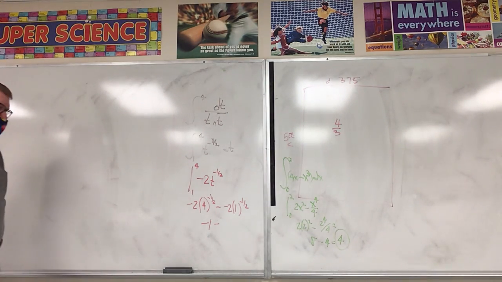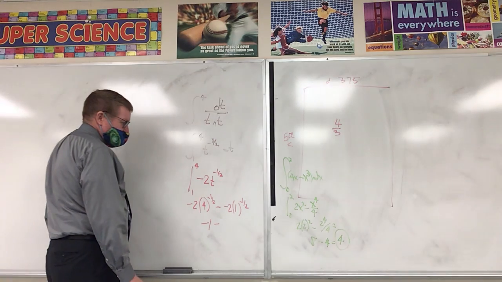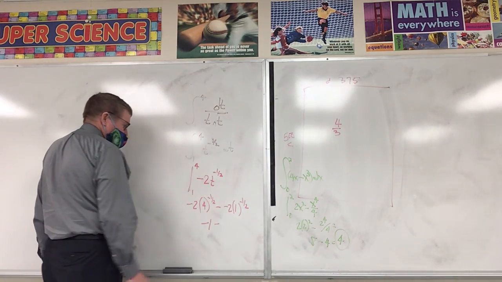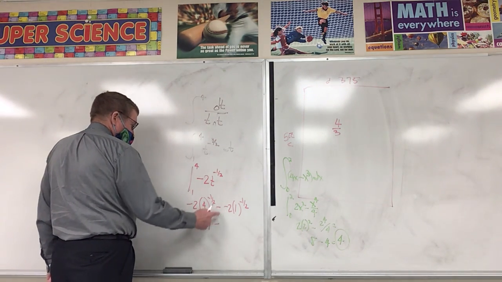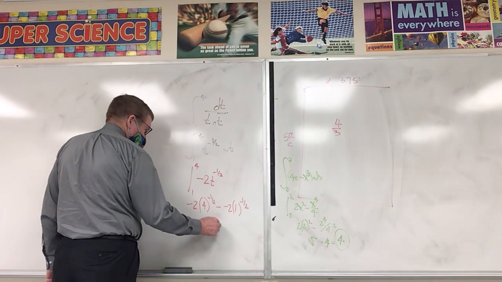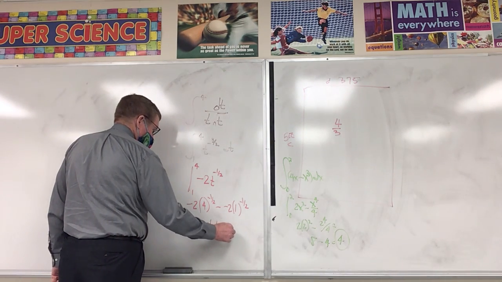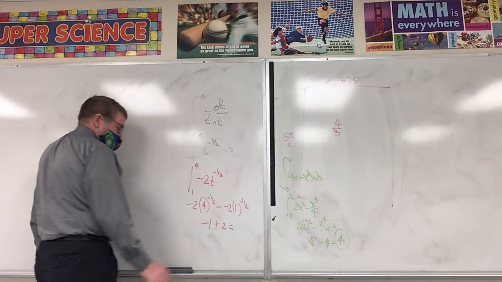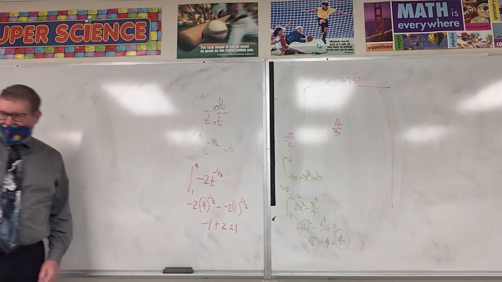Alright. 1 to the negative 1 half is 1, times negative 2 is negative 2. Negative 1 plus 2 is 1. Answer is 1.